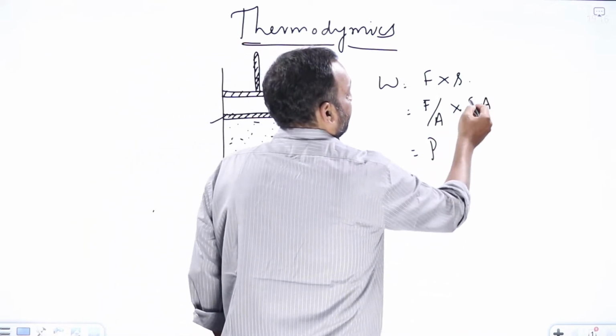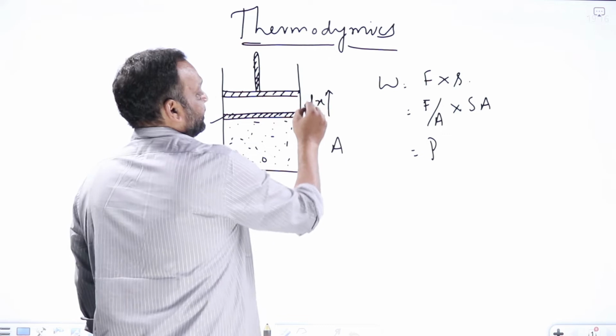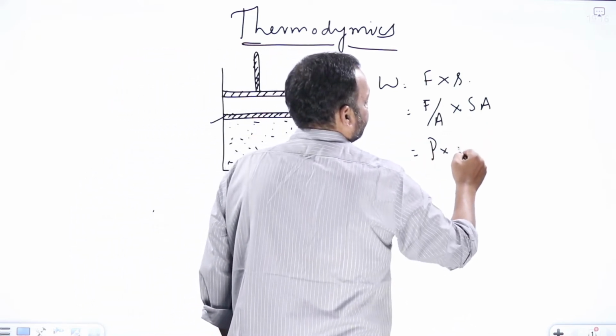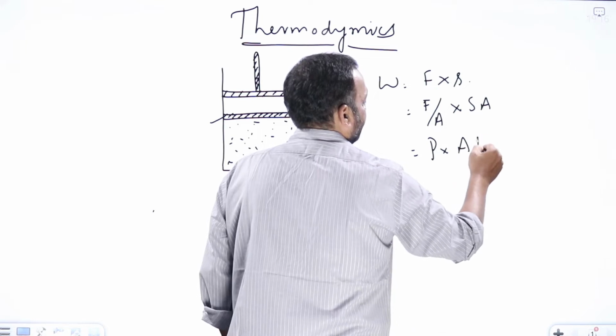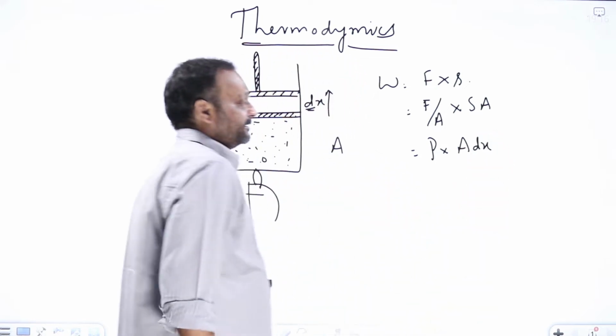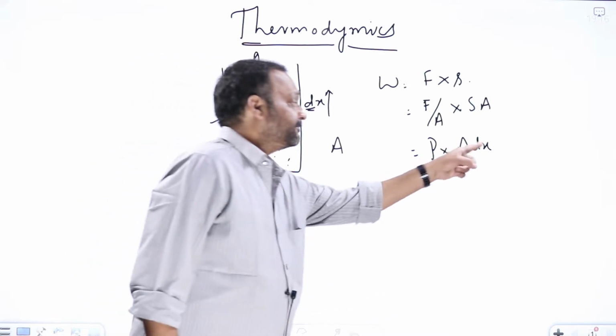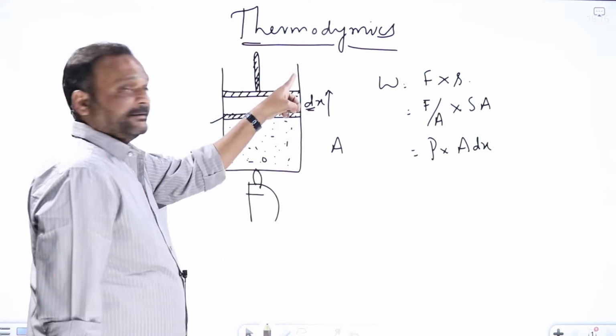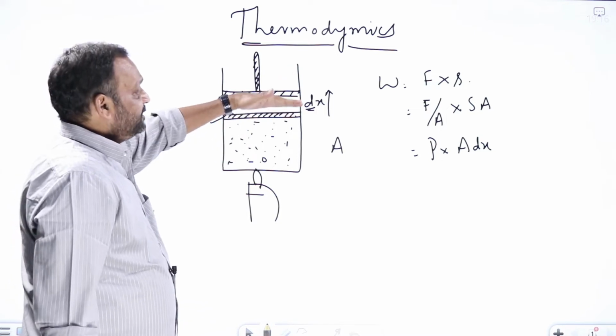Then S into A. What is S? S is the distance moved by the piston, which is dx. So it is pressure into A, the area of cross section of the piston, multiplied by the distance moved by the piston, dx. A into dx will give you what? Area into dx will give you the change in volume of the gas.